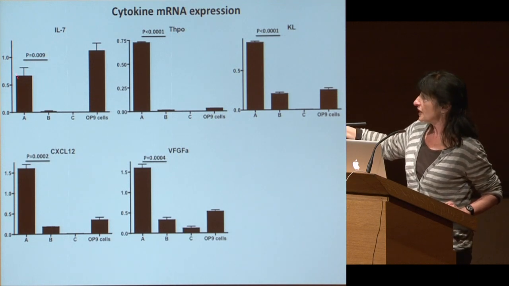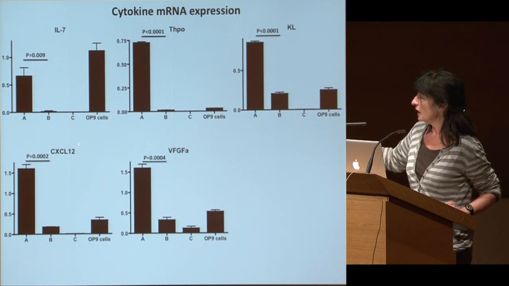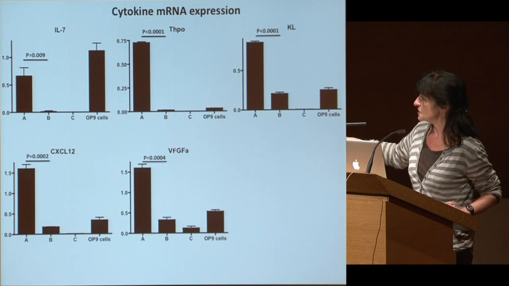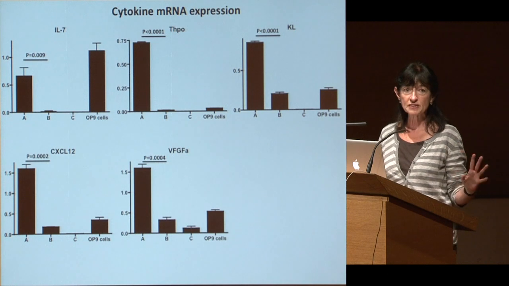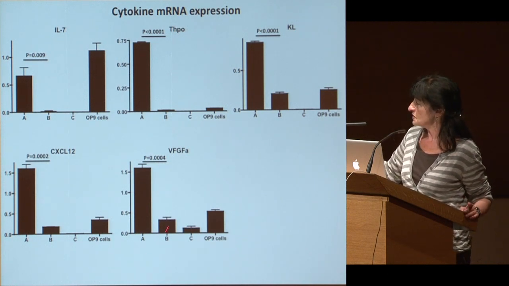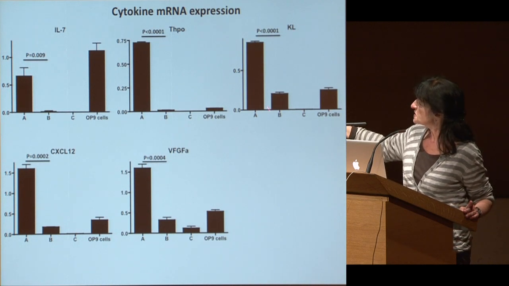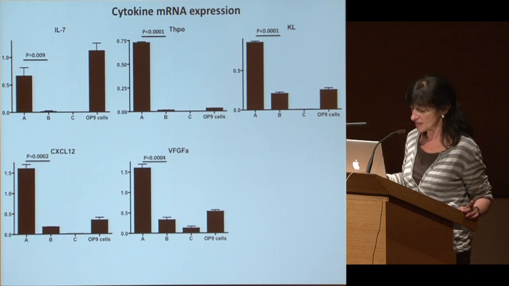So fraction A expresses most of the IL-7 that's produced, thrombopoietin, KIT ligand, SDF1, CXCL1, VEGF, you name it. I mean, all cytokines we looked at so far are mostly expressed in this fraction A. Endothelial cells also express some KIT ligand, that is known they do, but much less than this fraction A. And, you know, by and large, it's much better than the OP9 stromal cells for anything.